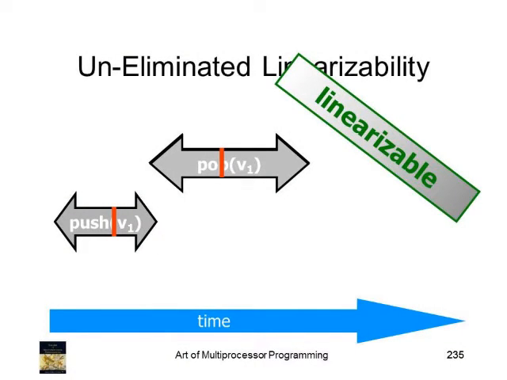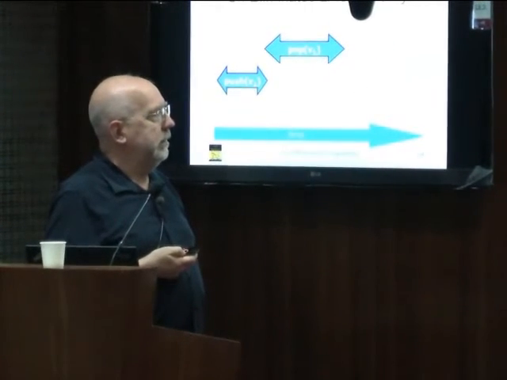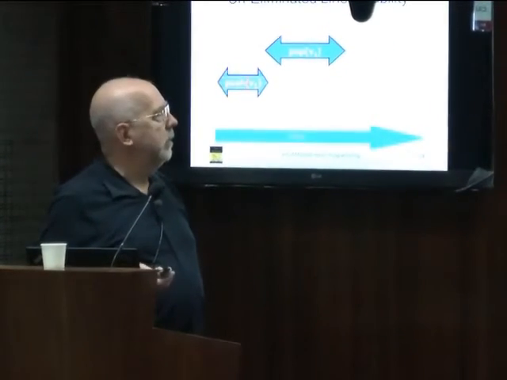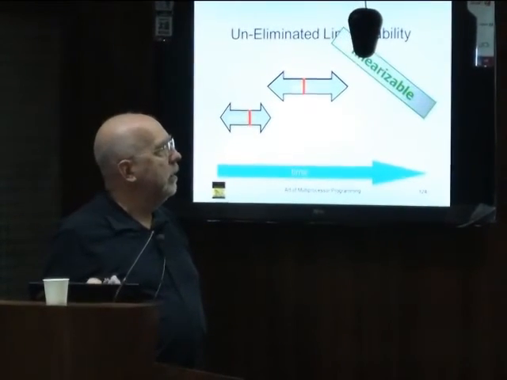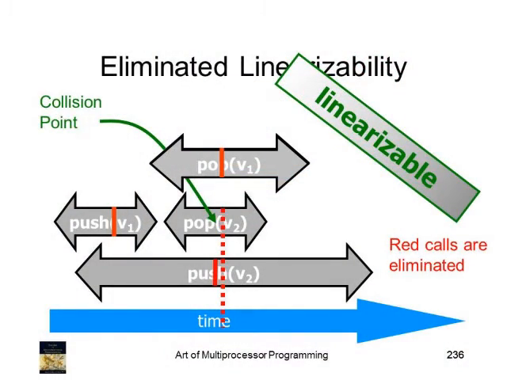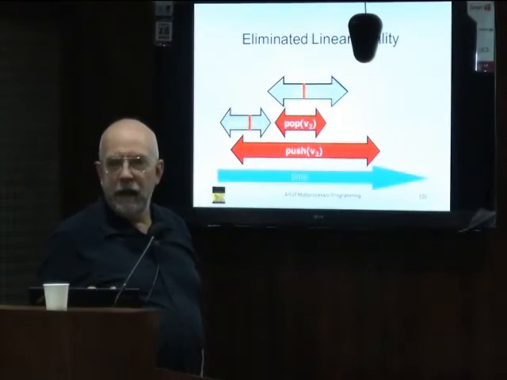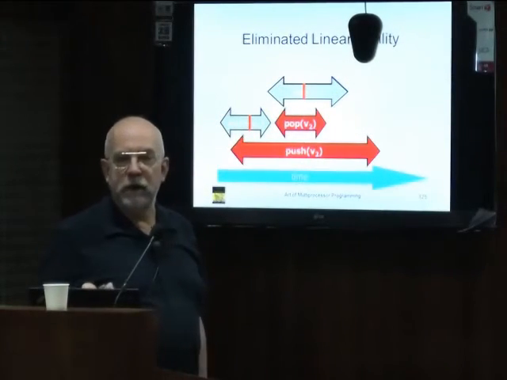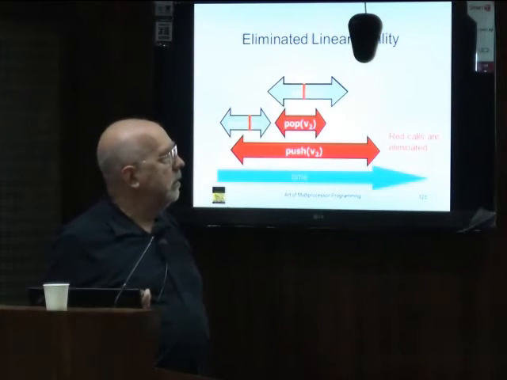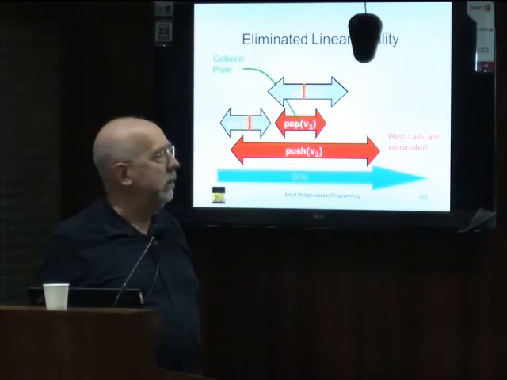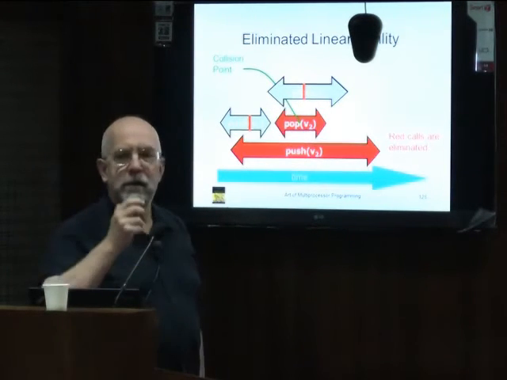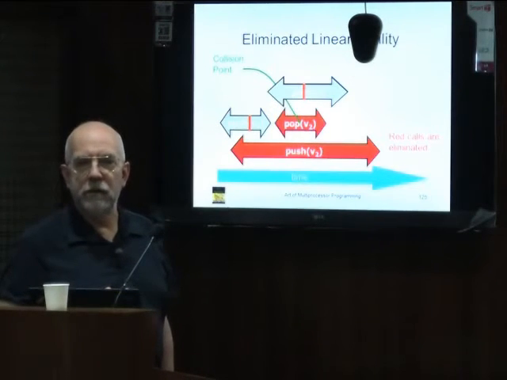So it looks something like this. We look at the uneliminated operations, and we can linearize those in the order of the compare and swaps. That's OK. Now we're going to look at the eliminated operations. So here's a push, and here's a pop, and let's say that they rendezvous in the elimination array. They never make it to the stack. So I'll find the point where they collide, the point where the pop thread discovers that there's an item waiting for it in the array.